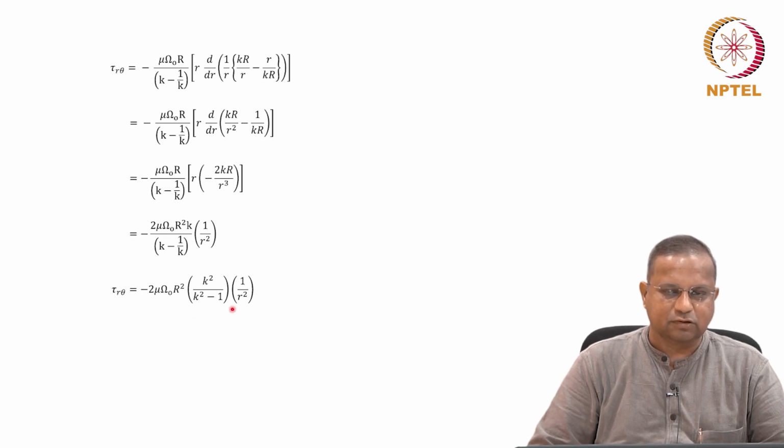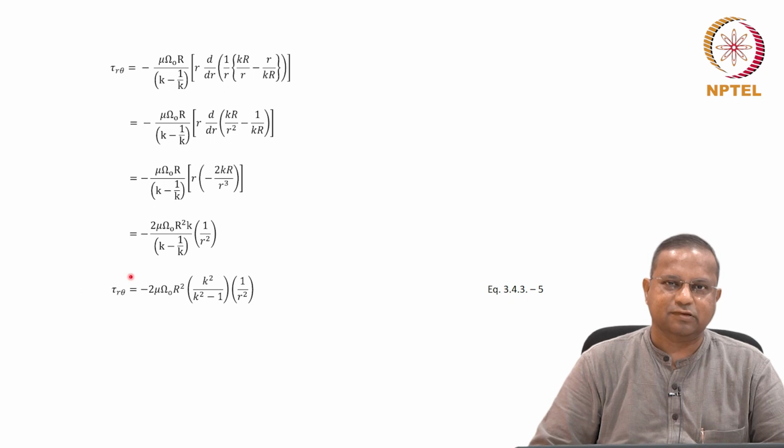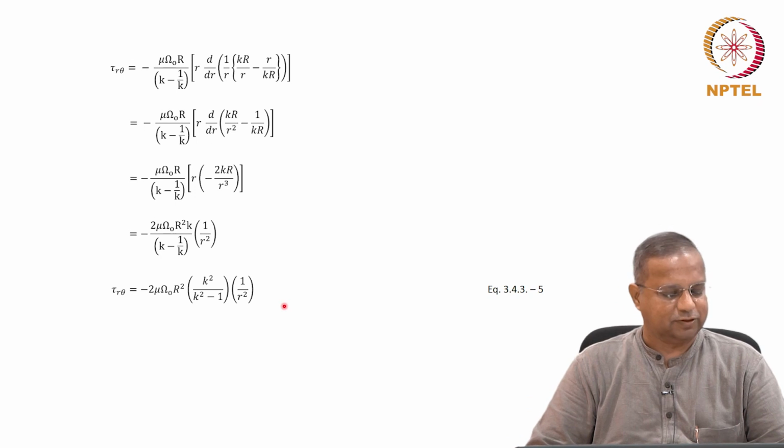So all these are constants for a given situation, for a given omega naught, and the variation is proportional to the inverse of the square of the radius. This is equation 3.4.3-5. Okay. Why don't you plot this, go to Excel, put in some numbers for this and just see what the variation of 1 by r squared is. You'll get a good idea. The form of the function is nice to see.